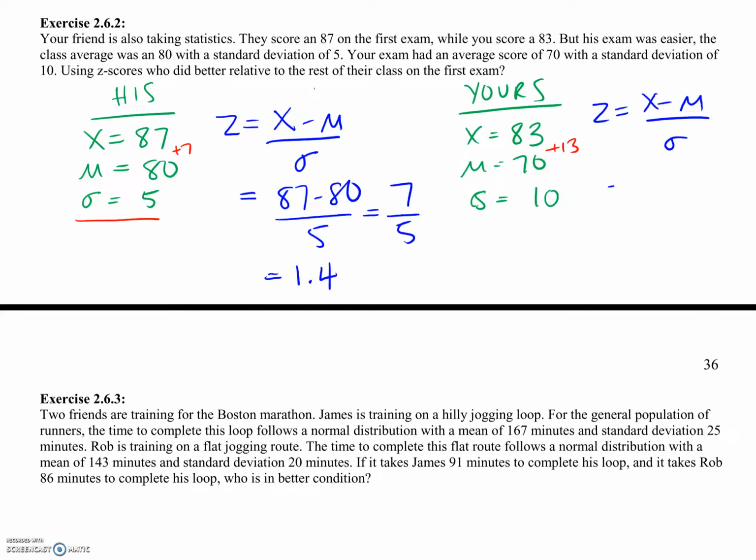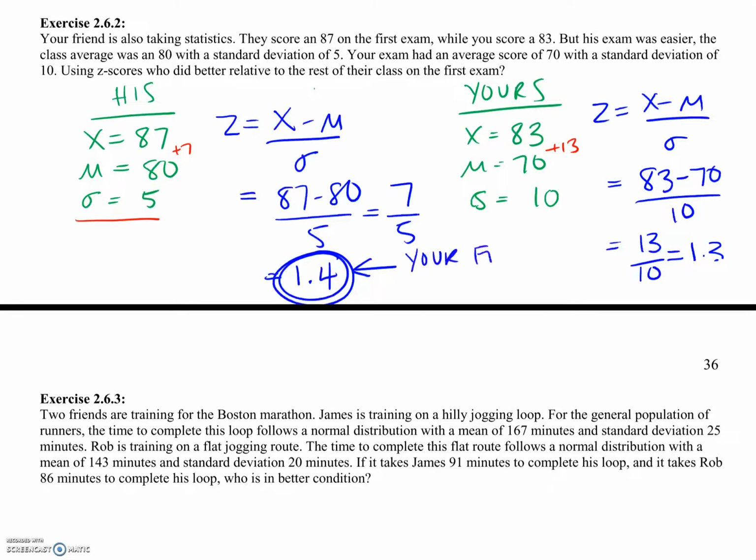You, on the other hand, 83 minus 70 all over 10. You were 13 points above average, but your standard deviation was 10, and 10 only goes into 13 1.3 times. So in this case, your friend did better on the exam because, in terms of z-scores, they were more standard deviations above the mean than you were. So your friend did better. You both did good. You both were above average, but he did better.